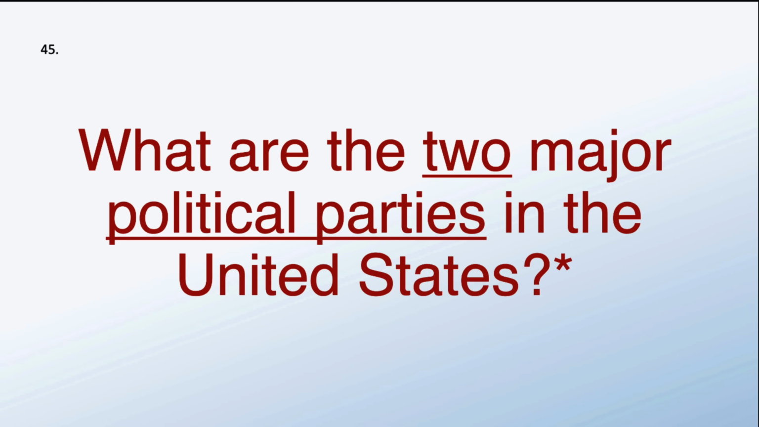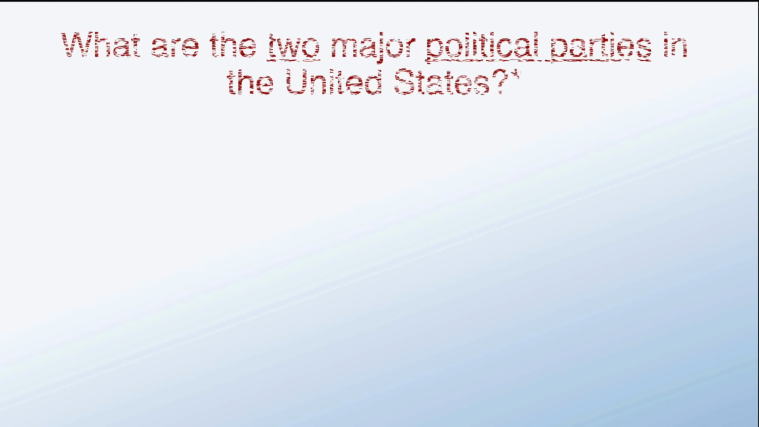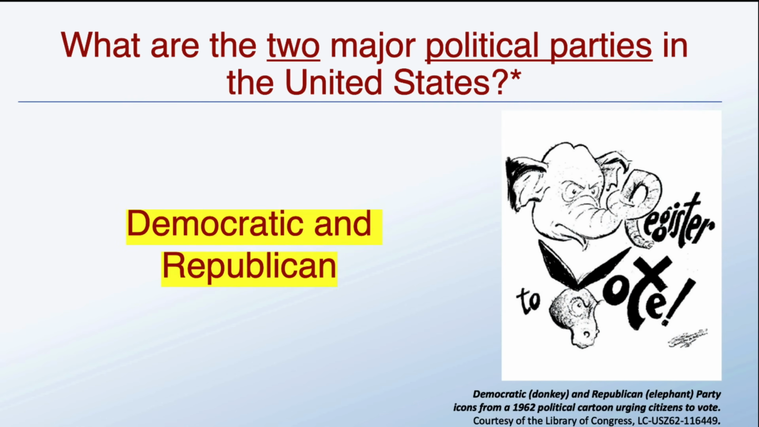What are the two major political parties in the United States? Democratic and Republican. The two major political parties are the Democratic and Republican parties.